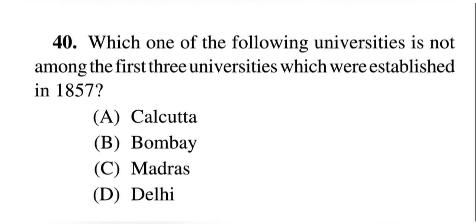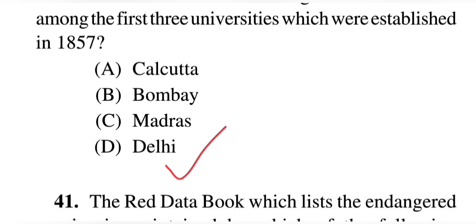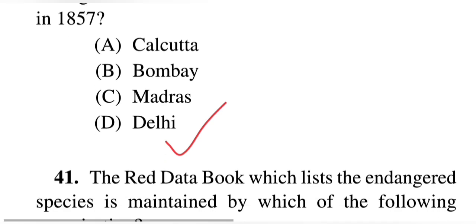Let's move to the next question. It asks, which one of the following universities is not among the first three universities which were established in 1857? So you also have to study higher education in India: how it was developed during the time of the British, and how it evolved after India's independence. What was the first central university? What was the second, third, and like this. Calcutta, Bombay, Madras, Delhi. 40. The correct answer of 40 will be D, that is Delhi. Delhi was established later. Calcutta, Bombay, and Madras were the three universities established in 1857 when the Sepoy Mutiny occurred, if I'm not wrong.